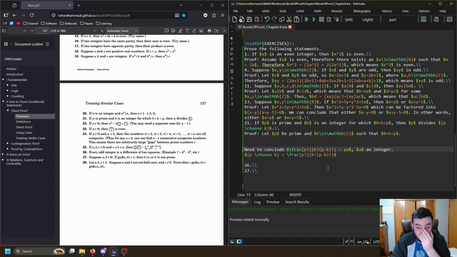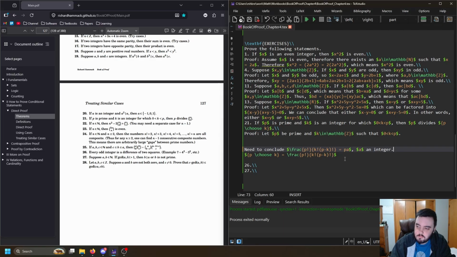Okay. This one might be kind of hard. Okay. I have an idea. We might not need cases, but I'm just thinking we do the case where K is equal to P minus 1, and then the cases where K is less than P minus 1. Because it really seems like you can just pull P out of this, right?